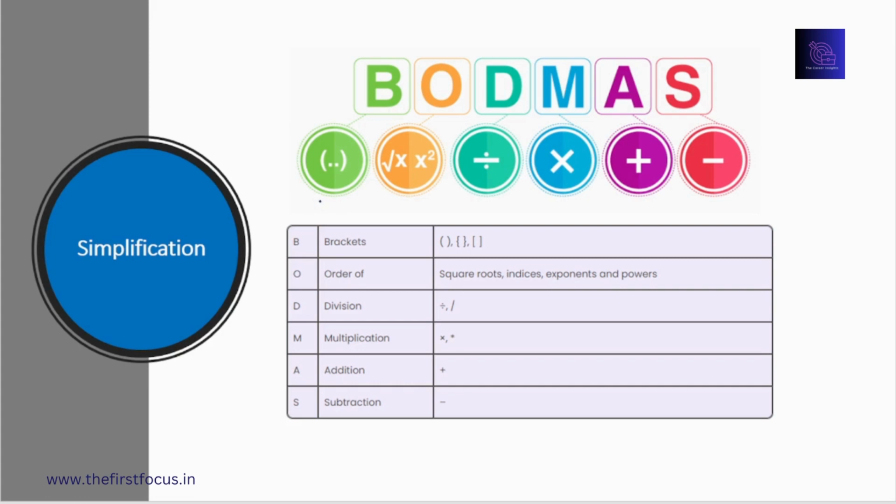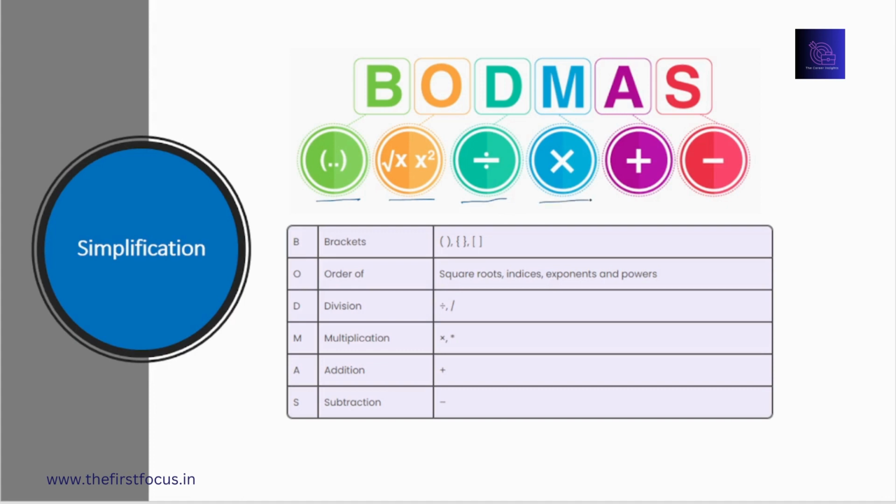The B stands for brackets. So we have to solve the values and try to remove the brackets first. Then we move to the next part, orders. That is square roots, indices, exponents and powers, which have to be solved next. Then it is followed by division. Any numbers or factors that have to be divided must be completed.